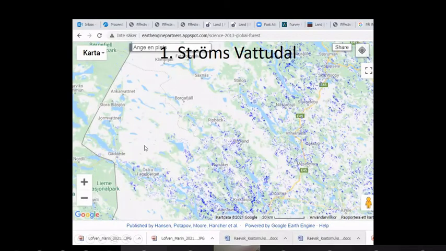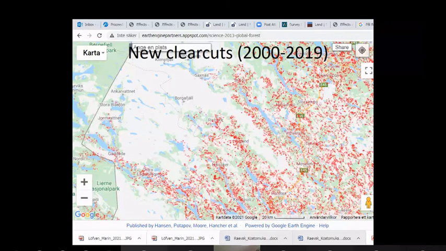So this is an area in southern Sweden. It's called Strömsvattendal. So this is the forest gain, so forest loss that took place 20 plus years ago. And then comes the forest loss, which is what happened the following 20 years. And you can see when flipping back and forth that there is an increased intensity, but also a spatial expansion into the intact forest landscape.